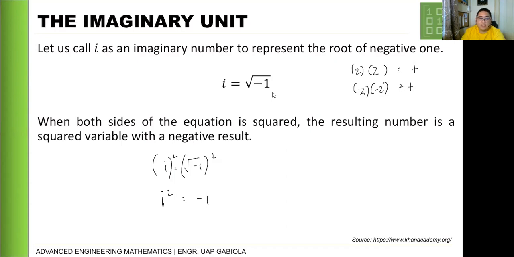And when you check the definition of the imaginary number from a textbook or online, it means that the square of the imaginary number is equal to -1. So that is the only time we get a negative result when we square a number. Okay? So that is our imaginary unit.